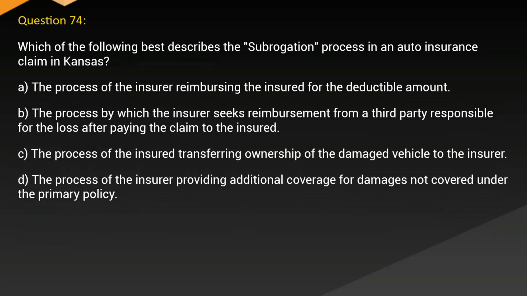Question 74. Which of the following best describes the subrogation process in an auto insurance claim in Kansas? A. The process of the insurer reimbursing the insured for the deductible amount. B. The process by which the insurer seeks reimbursement from a third party responsible for the loss after paying the claim to the insured. C. The process of the insured transferring ownership of the damaged vehicle to the insurer. D. The process of the insurer providing additional coverage for damages not covered under the primary policy.